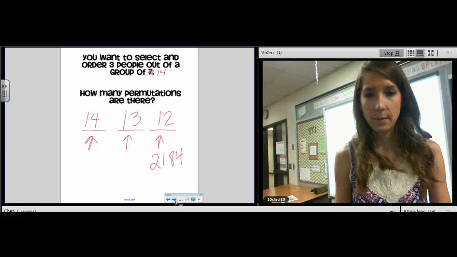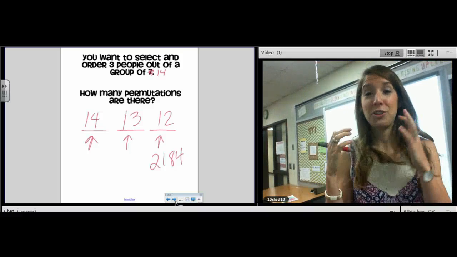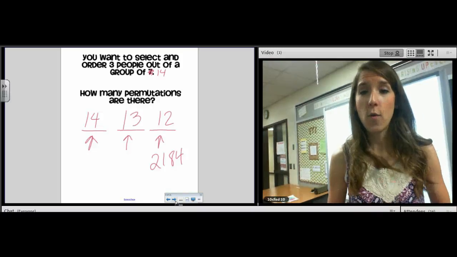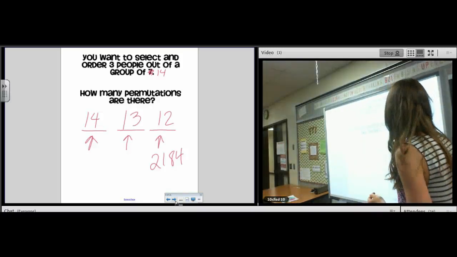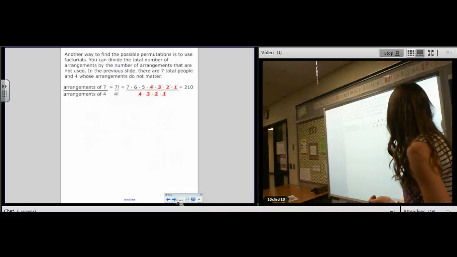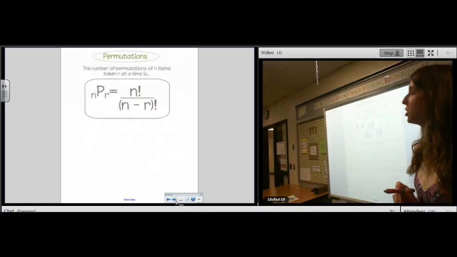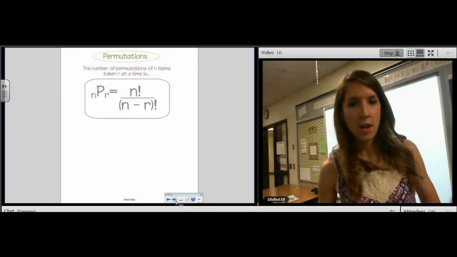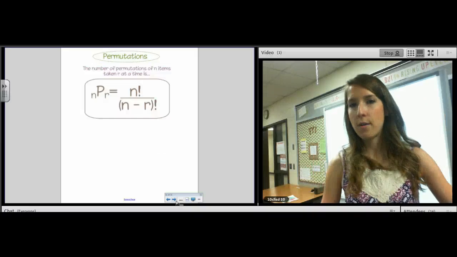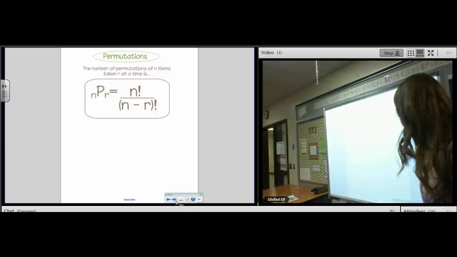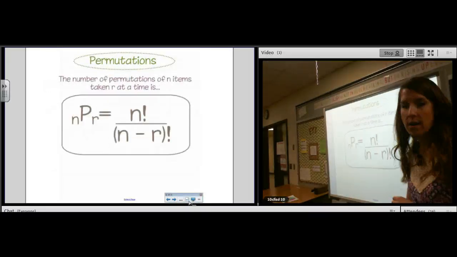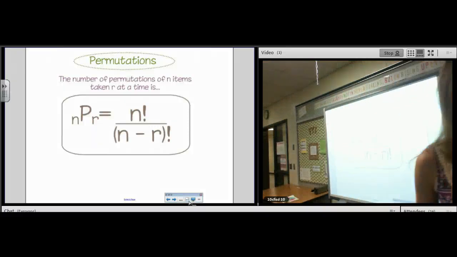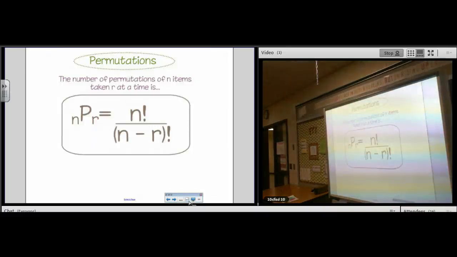That many different ways. Now, there's actually a formula out there for permutations. Let me show you the formula. I'm going to actually get to that in a second. I want you to write the formula down first, and then I'm going to show you how the formula works and why the formula works. So go ahead and write this formula down, and then I will further explain the formula.